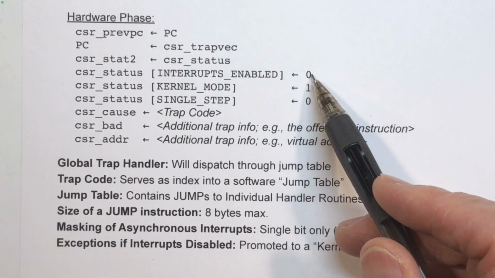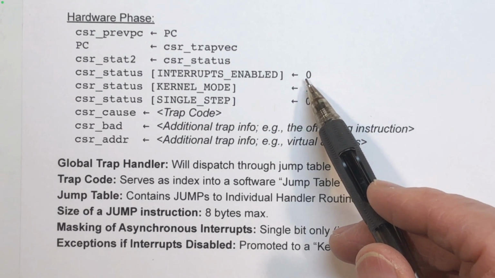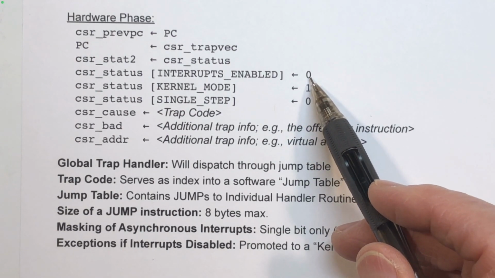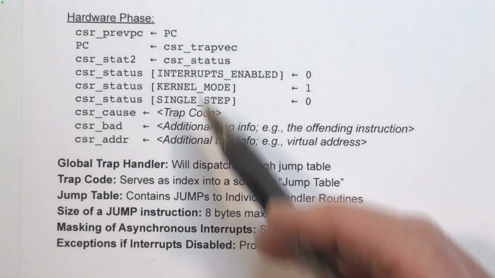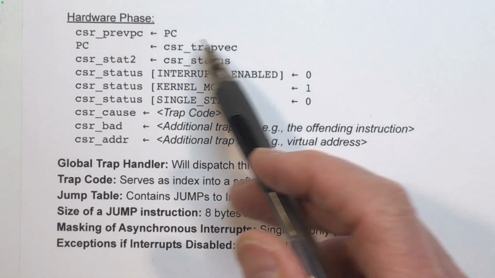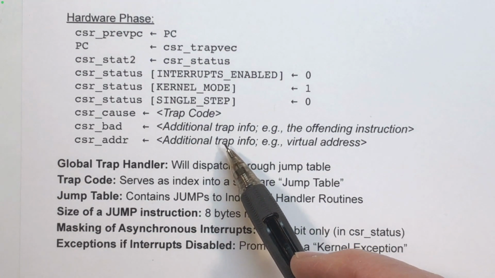While interrupts are disabled, presumably the core is executing some interrupt handler routine, and we should not be getting any exceptions. If an exception happens when interrupts are disabled, that's considered an error, and it would be promoted to a so-called kernel exception, and then a new trap would occur. And so that would be basically some kind of an error within the trap handler itself.